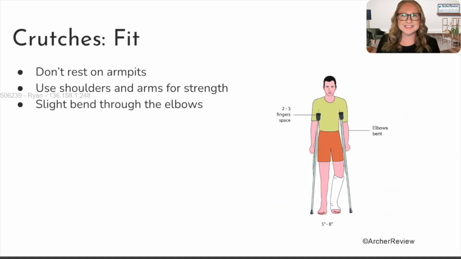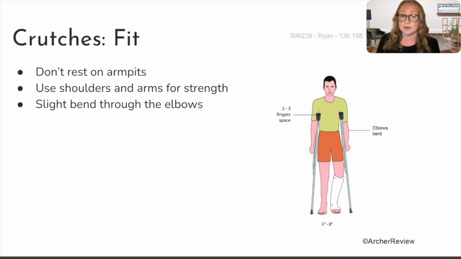The last assistive device to make sure you master are crutches. First things first, you want to make sure they fit your client. We want 2 to 3 finger spaces between their armpit or their axilla and the crutch. If it's really wedged up against there and pressing on it, we can cause skin breakdown and even nerve damage.